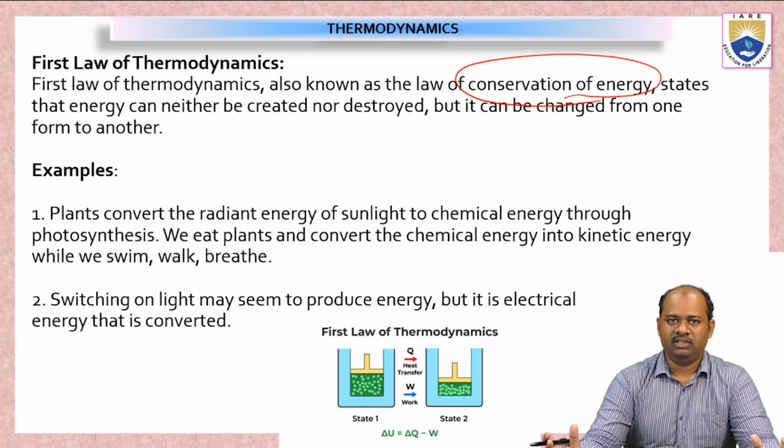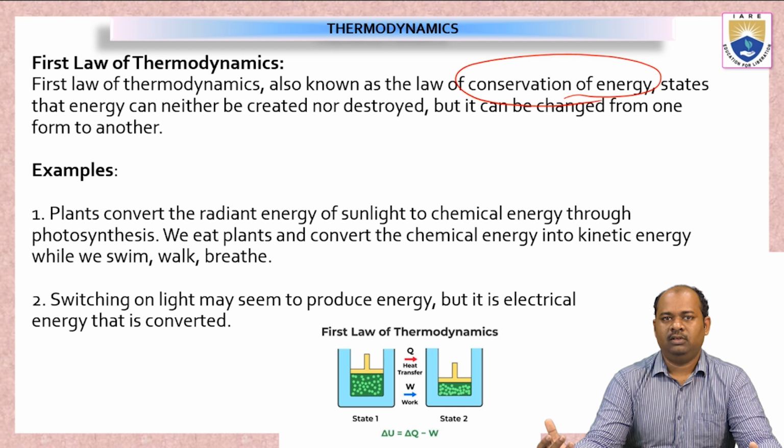process called photosynthesis. We all know that plants follow the photosynthesis process for generating food. It uses the sunlight, carbon dioxide and some water, and converts them into food. And we as human beings eat these plants, where the chemical energy is converted into kinetic energy, which is used in the human body. And we can use this energy to do activities like swimming, walking, breathing, etc.